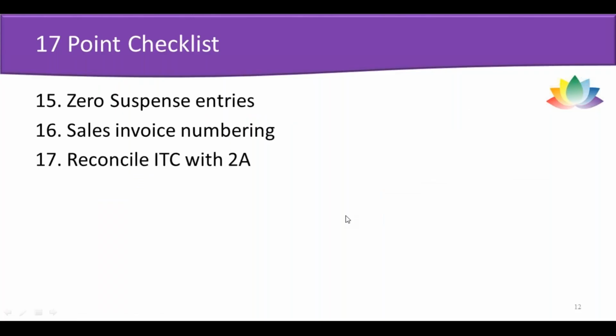And the last point, that is point 17, reconcile ITC with 2A. Due to shortage of time and due to some technical problem today on the GST website, I could not download the JSON file containing information regarding 2A, but I will get it downloaded by tomorrow end, and I am having another session on 18th. So I will try to show it to you on 18th. So these were the 17 points, the 17-point checklist from my side.